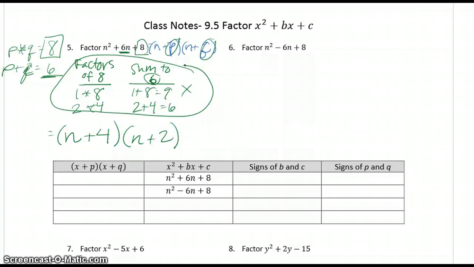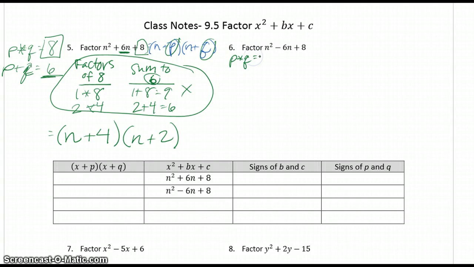Okay. Great. So, Winter, what did you notice about number 6? That's different. There's a minus sign in there. So we have n squared minus 6n plus 8. What does p times q give us?